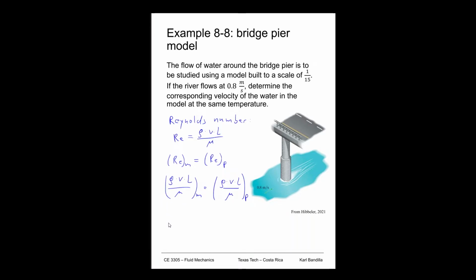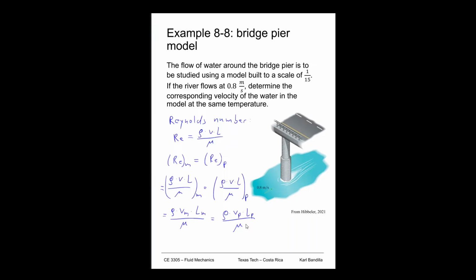Now if we write these out, then what do we get? Well, the density is going to stay the same because it's water at the same temperature, right? So we'll just leave it as rho. Then we'll have the velocity in the model, which we're trying to find. Then we have the length in the model. And then mu is going to be the same for both cases because the temperature doesn't change. Is equal to rho times Vp times Lp divided by mu.